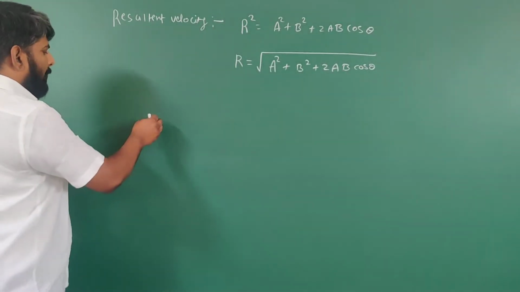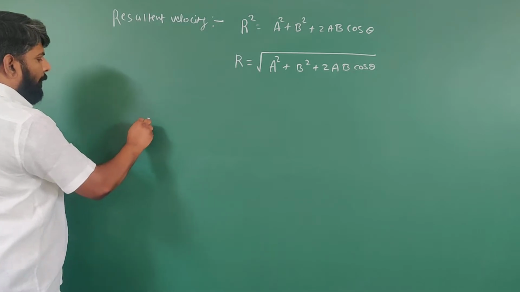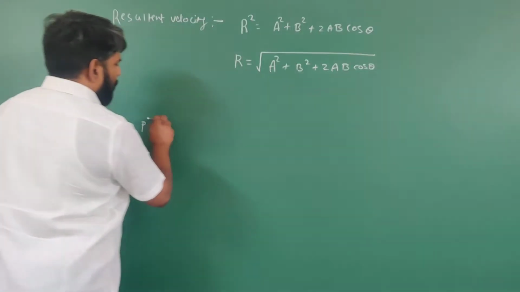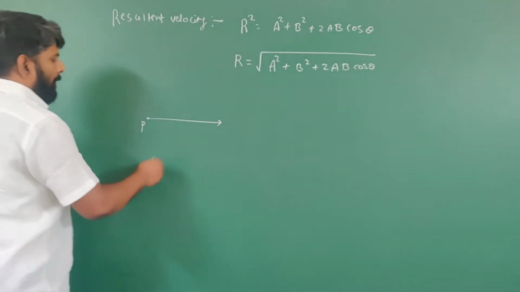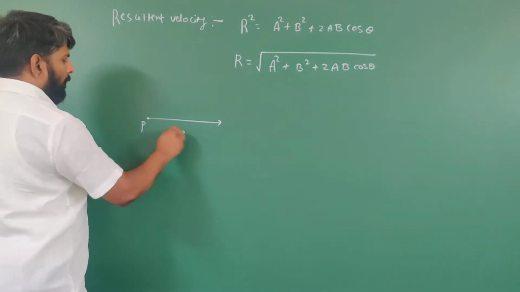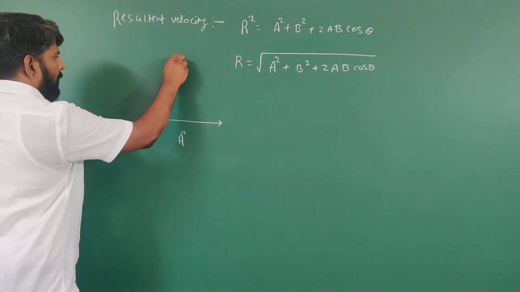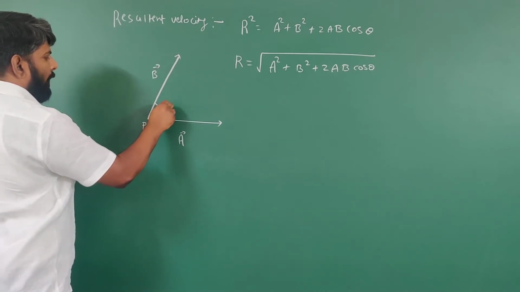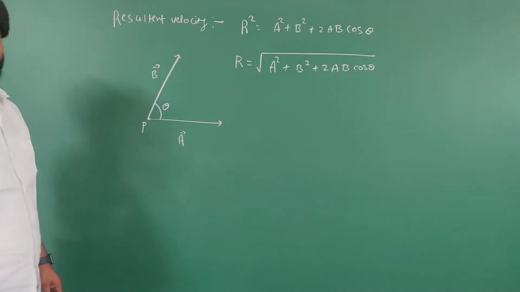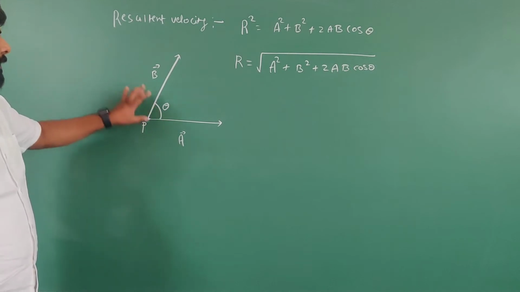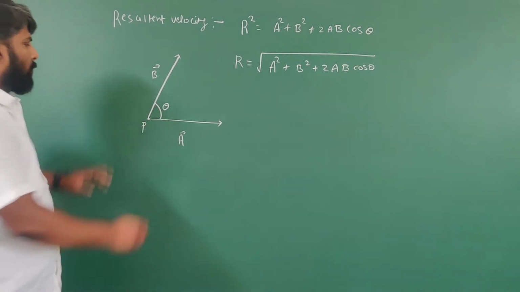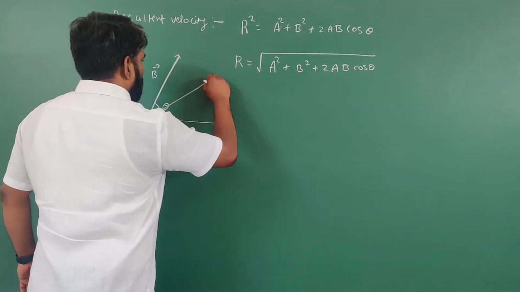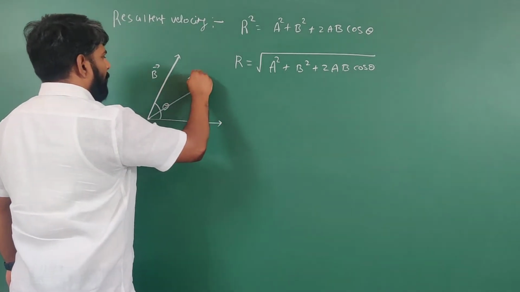That means, for example, see, it is a point P. At this point, two vectors are acting on it. One is a bar, another one is b bar. The angle between these two vectors is theta. Now, the resultant of these two vectors is r bar.